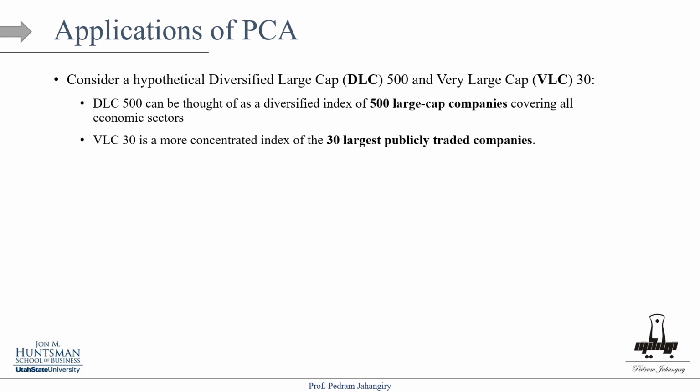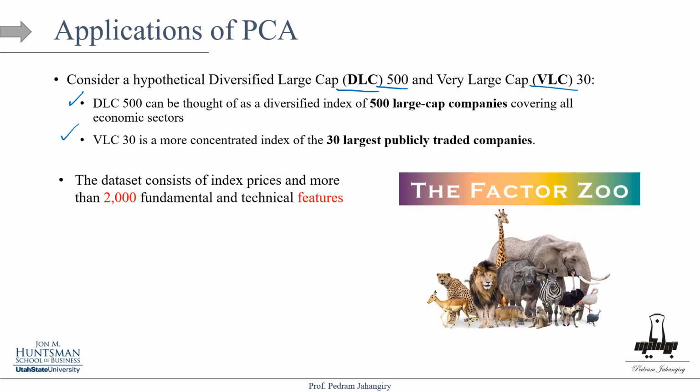Let's look into some applications and wrap up this section. The first example that I'm going to show you here is from the CFA reading textbook, and it's basically looking into a data set for two portfolios. One is a portfolio of 500 large cap companies, and the other one is a portfolio of very large cap companies, 30 of them, right? The data set consists of index prices and more than 2,000 fundamental and technical features, moving averages, indicators, macroeconomic variables, et cetera. But the point is that it's 2,000.